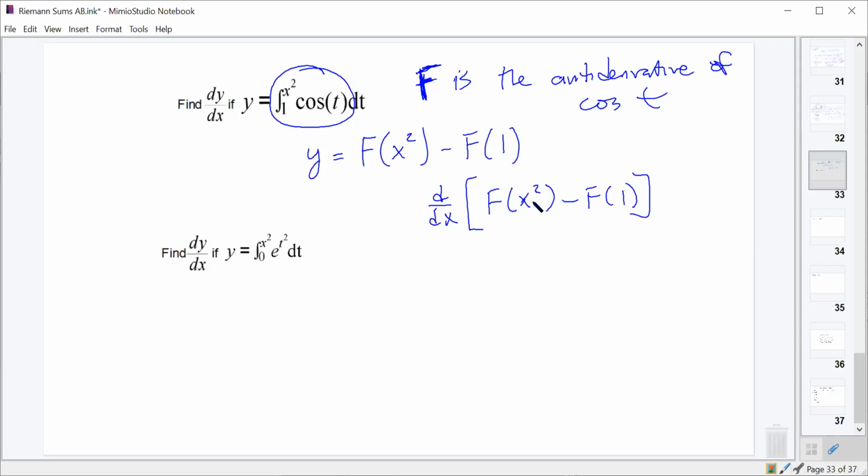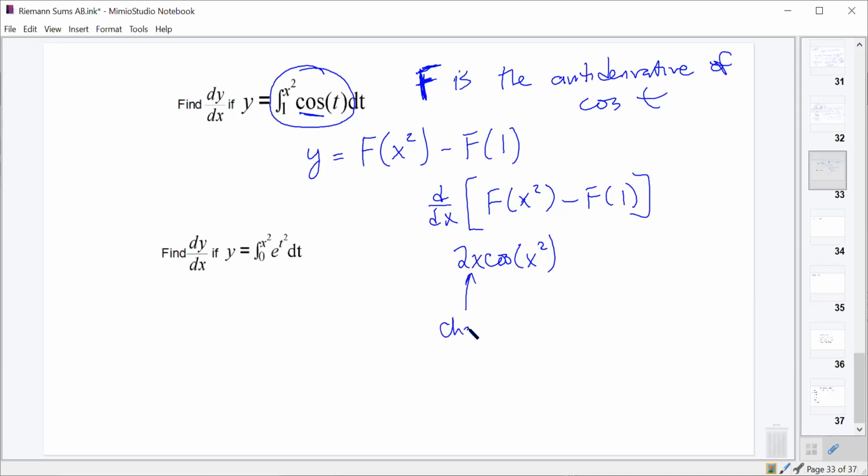The derivative and the capital F cancel out, so that's going to give us back the original function, cosine x squared. But this is a function within another function. When you take the derivative of a function within another function, what rule do you have to use? Chain rule. So rather than just taking the derivative of capital F to get cosine and evaluating it at x squared, we have to multiply that by the derivative of x squared, which is 2x.